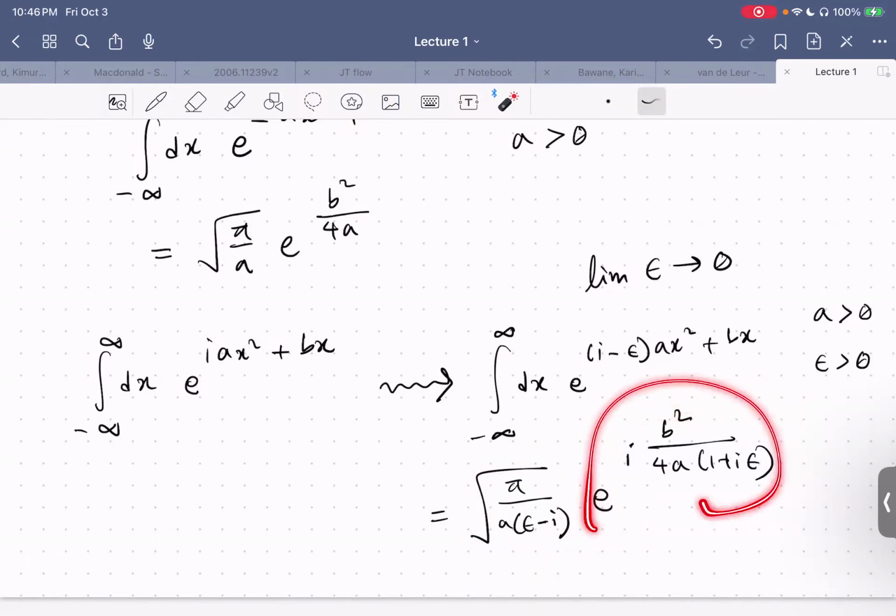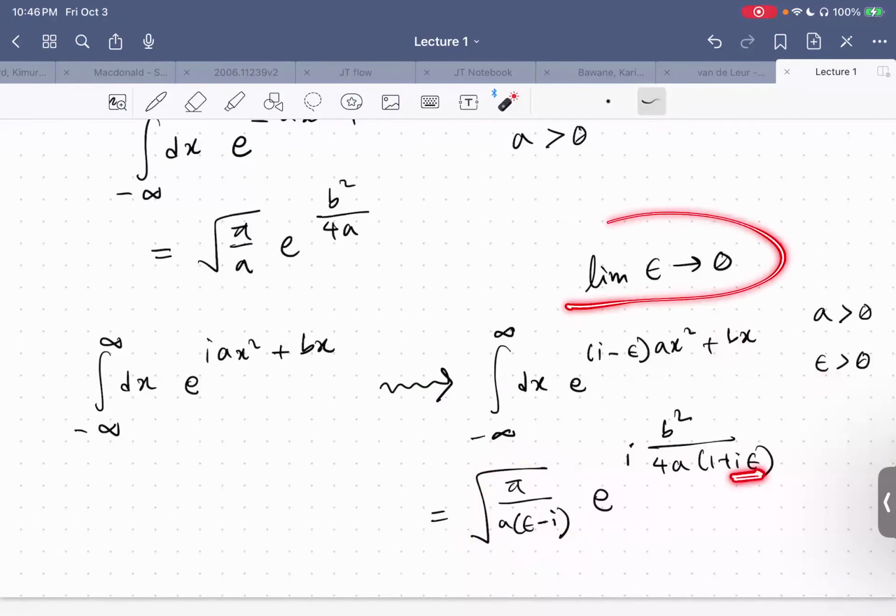And this expression is very similar to what we had before. It's the square of the coefficient of the linear term with the coefficient of the quadratic term appearing as an inverse. Now there are some modifications because of this epsilon, which vanishes in this limit.